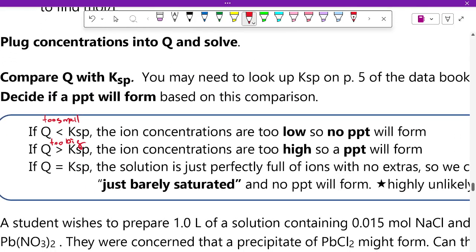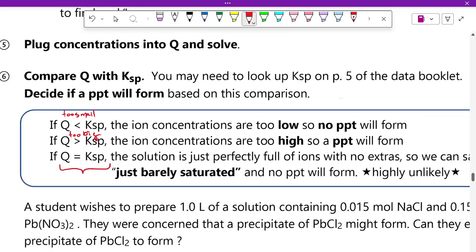The last one, we didn't talk about this last day, but if Q just equals KSP, a solution is perfectly full of ions. It's sitting on that knife's edge ready to precipitate, but it won't actually precipitate. It's just barely saturated. No precipitate will form. How likely is it that we're going to be in that sort of a situation? Very unlikely. You would have to really finesse it to make that happen.